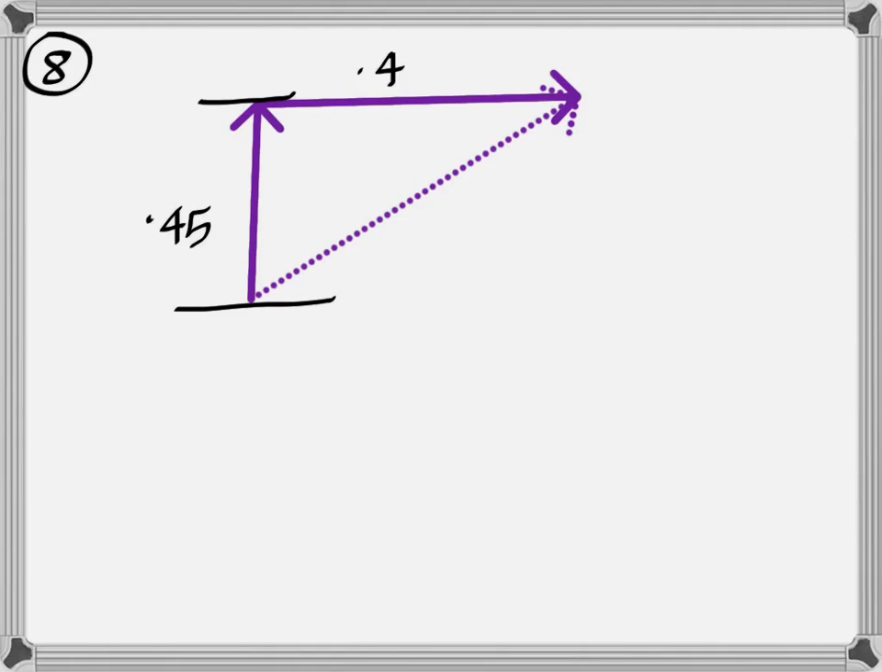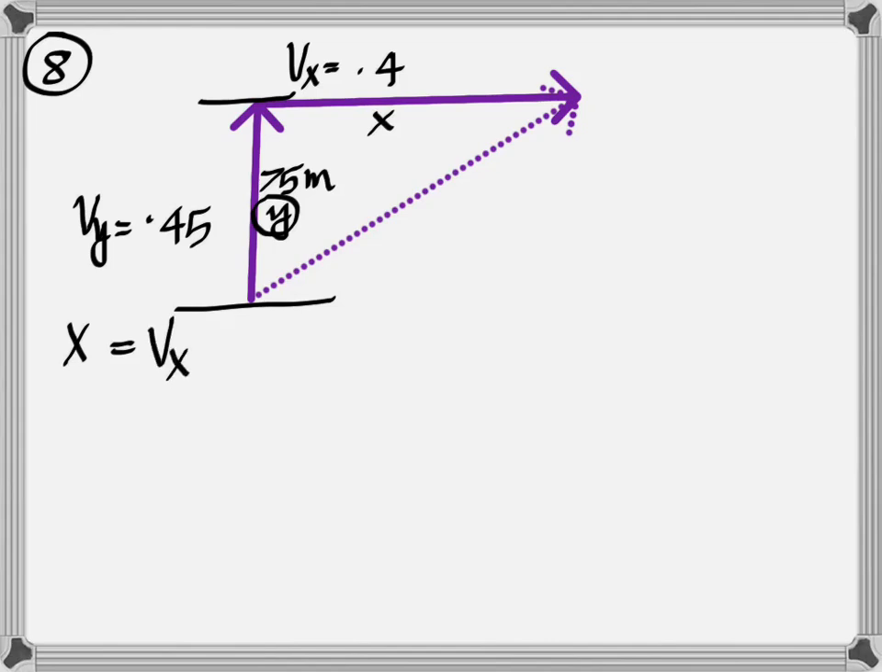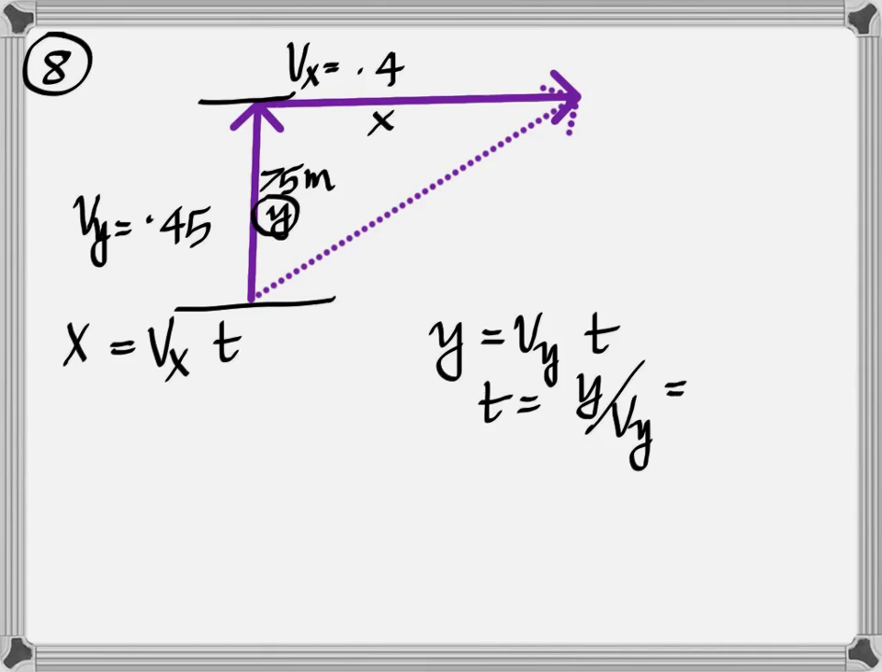Okay, let me slow it down. 75 meters. She swims at 0.45. That's why Vy is 0.45. Vx is 0.4 meter per second, and we do not know x. Like I told you, x is Vx multiplied by time, y is Vy multiplied by time, and time may not be exactly how I told you I thought about it. So I decided to find the time first, okay?